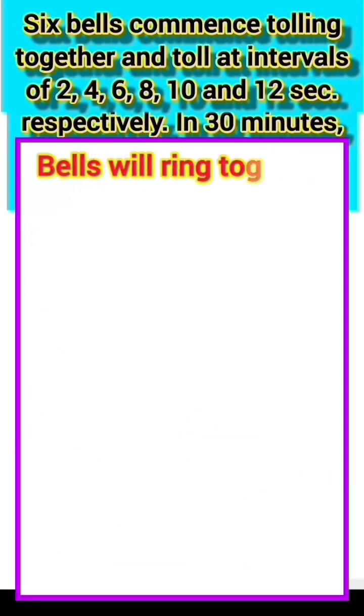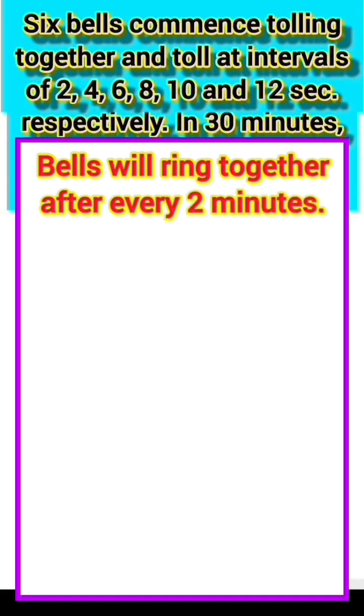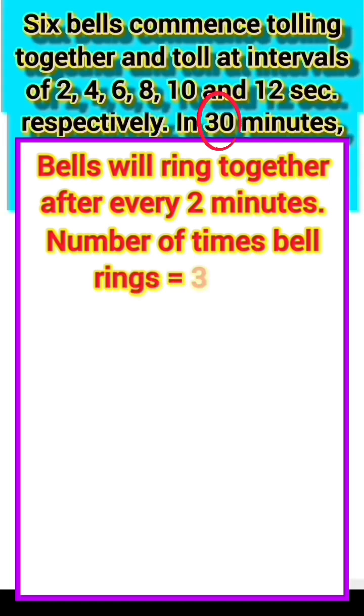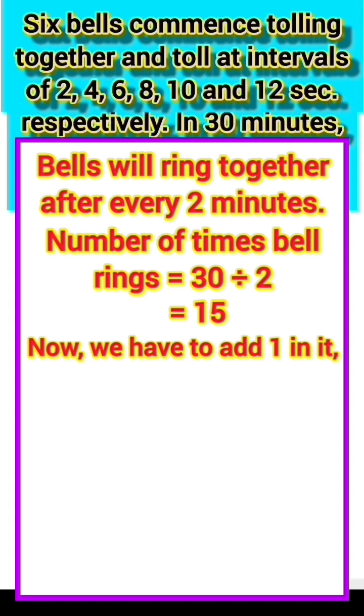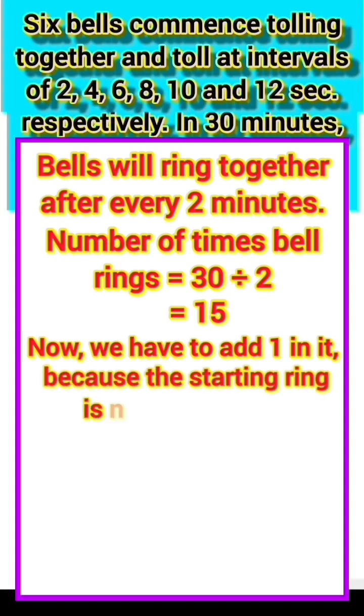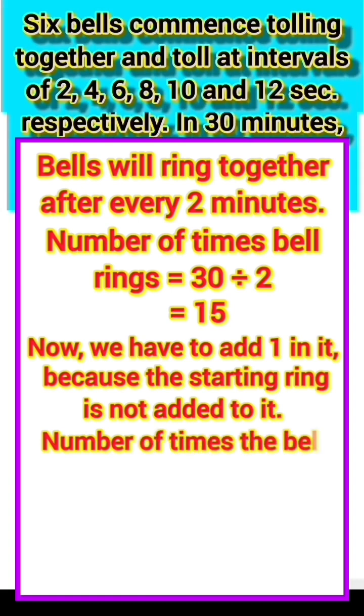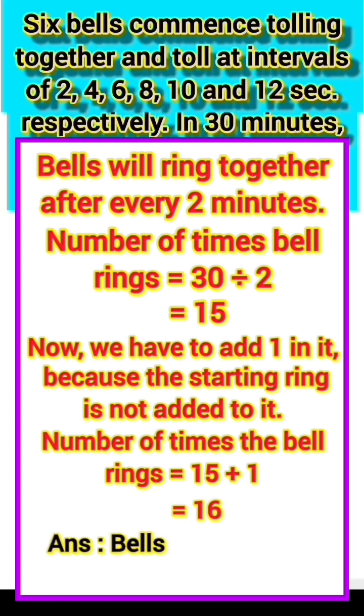Bells will ring together after every 2 minutes. Number of times the bell rings equals, given this 30 minutes divided by this 2 minutes, equals 15 times. Now we have to add 1 to it because the starting ring is not counted. Number of times the bell rings equals 15 plus 1 equals 16. Answer: bells ring 16 times in 30 minutes.